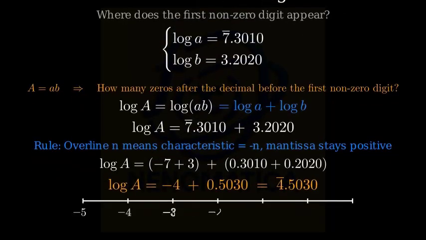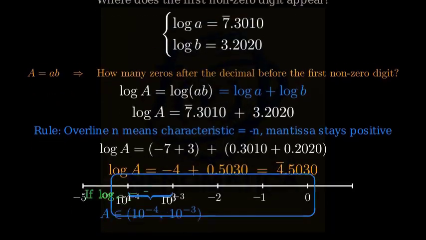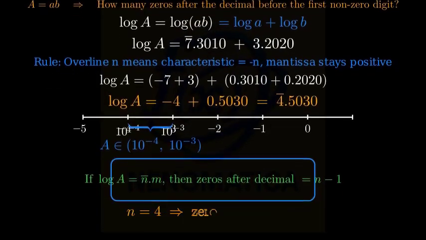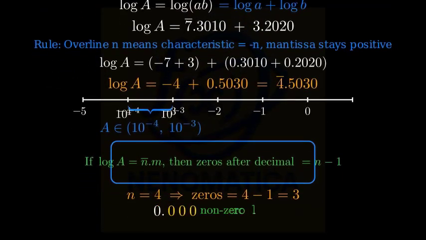What does a characteristic of -4 mean? It tells us that a is between 10 to the -4 and 10 to the -3. Let's sketch a quick number line of powers of 10 and mark where a lives. Numbers between 10 to the -4 and 10 to the -3 begin as 0.000 something. In other words, there are 3 zeros immediately after the decimal point before the first non-zero digit. The rule is simple. If the characteristic is -n, then the number of zeros is n minus 1. Here n equals 4, so we have 3 zeros.